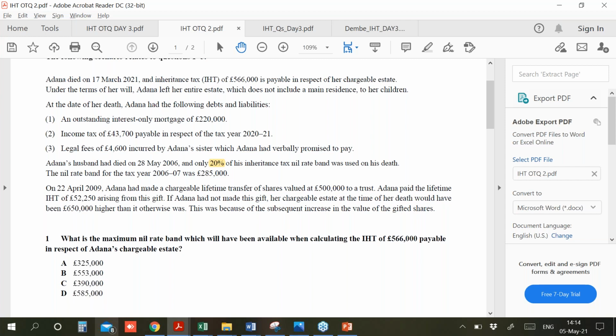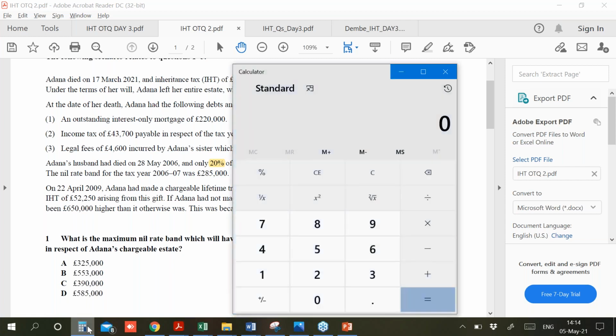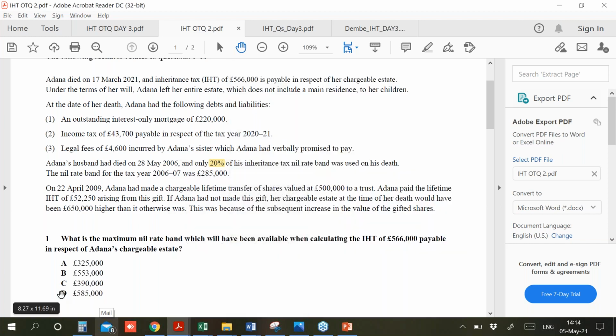So if we take 80% of the 325,000, what will that amount be? It's 80% times 325,000, which is 260,000, plus 325,000 of our own nil rate band, that is 585,000. So the correct answer in this will be A. A is the correct answer, guys.